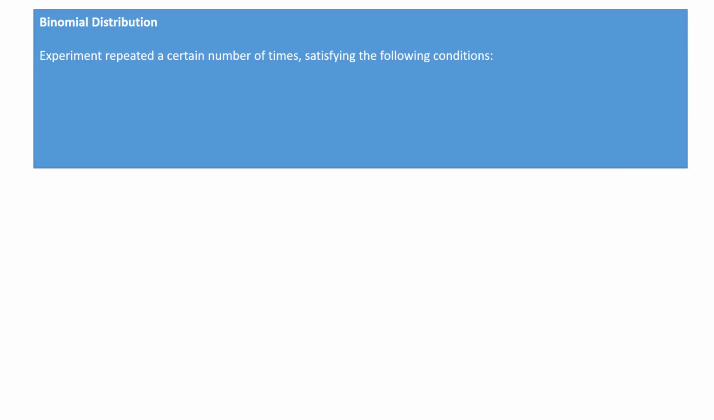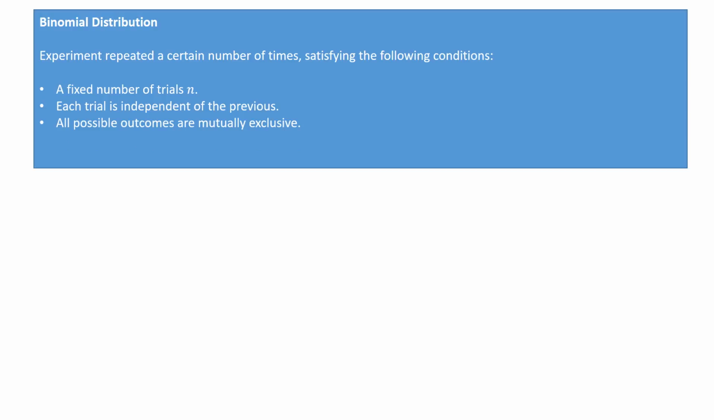The binomial distribution is used when we're dealing with an experiment which is repeated a certain number of times, which satisfies the following conditions. There's a fixed number of trials in this experiment, which we call n. Each trial is independent of the previous. And each of the possible outcomes are mutually exclusive.